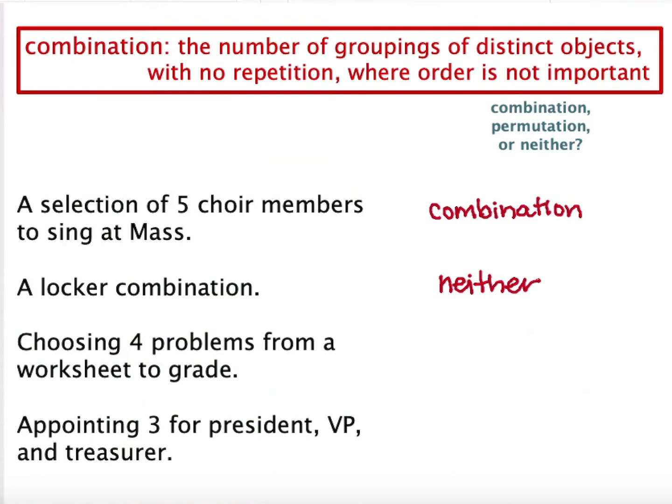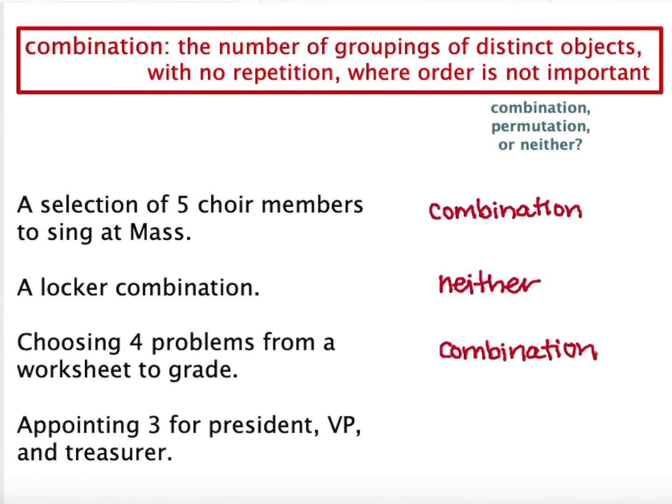Choosing 4 problems from a worksheet to grade. Sometimes I do that for homework, so I'll choose 4 problems at random to grade on your worksheet. I'm not going to choose the same problem twice, so repetition isn't a thing. They're going to be distinct problems. Does it matter what order I grade them in? Not really. So I would say that's a combination. So if there were 20 problems and I were choosing 4 problems, that's how I would calculate the probability that I would choose a certain 4 problems at random.